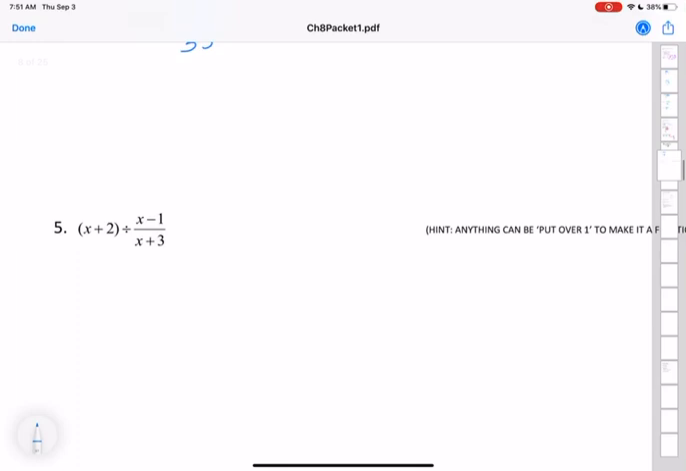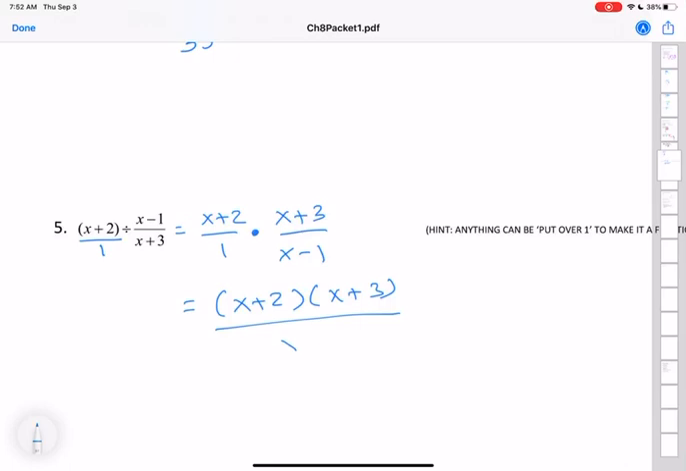This next one looks a little bit different, right? Because we don't have a fraction for that first part. But remember, we could make it be a fraction, right? Let's put it over 1. So now we have x plus 2 over 1. Keep the first one. Change the sign. Flip the second fraction. Multiply straight across the top. The bottom, x minus 1. There's nothing we can cancel out.